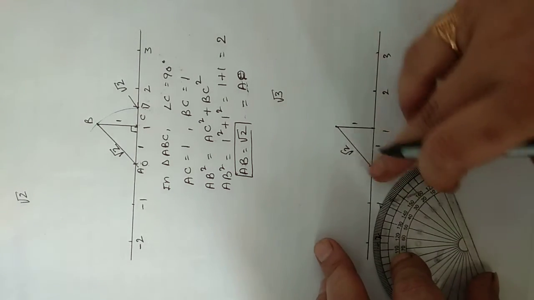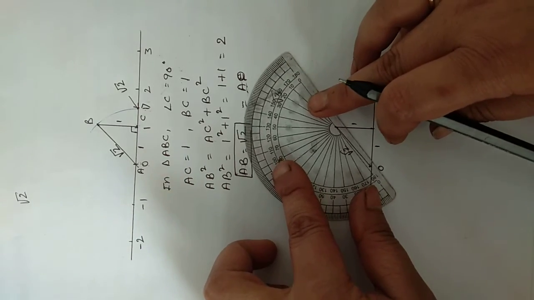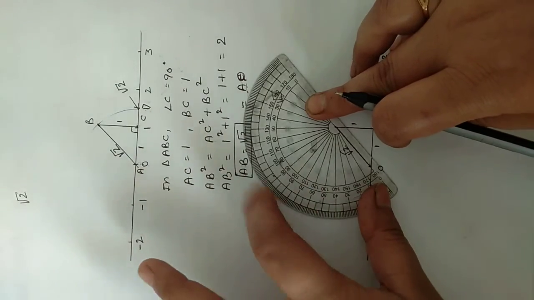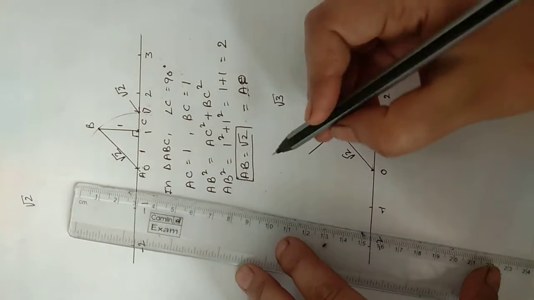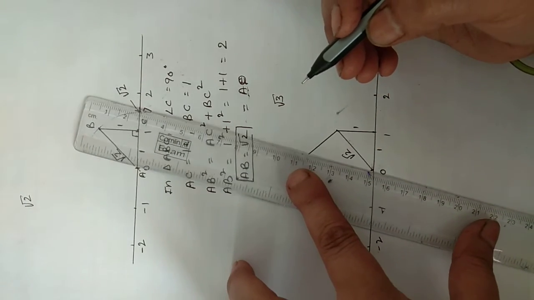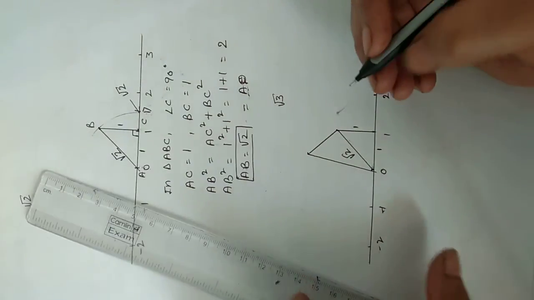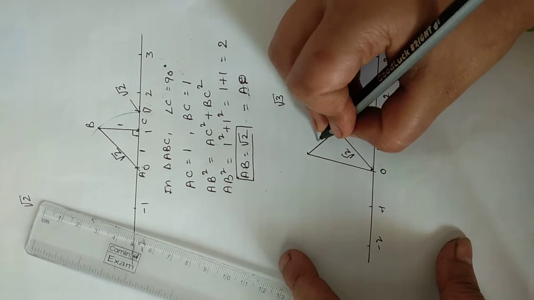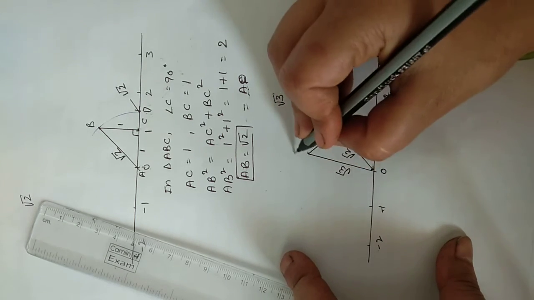How? Taking this as baseline, at that point you will draw a right angle triangle of 1 unit. This distance is 1 unit. You will draw a right angle triangle and the distance is 1 unit only. Now we will join it. We will join that point to 0. Okay. This is root 2. Here we have taken the distance of 1 unit and I am saying it is root 3. How? I will explain you.